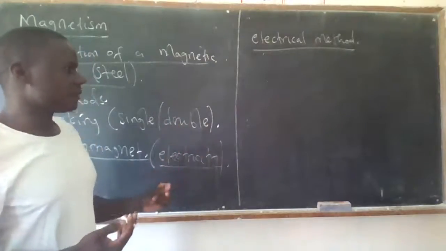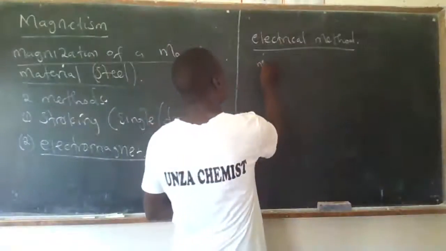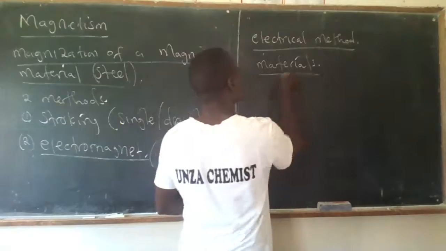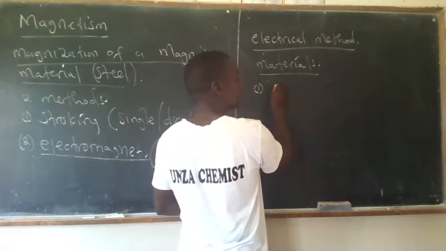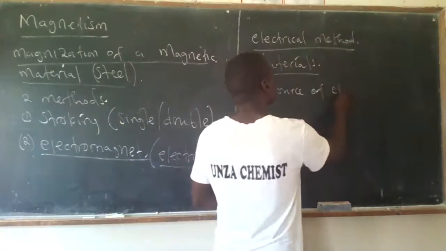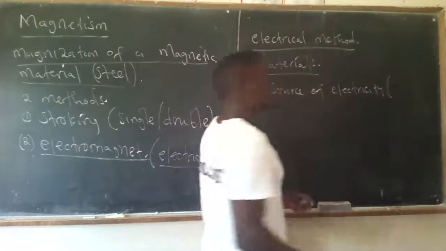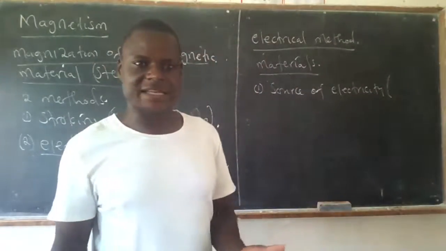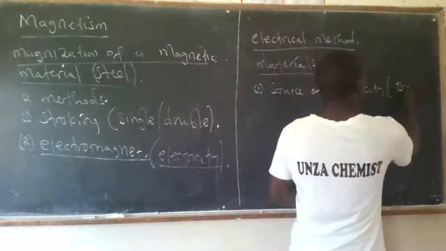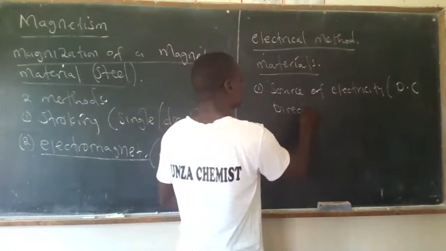in this method. Now, what are the things that we need to have? So I will say materials. The materials that you need to have, one, you need to have a source of electricity. Now, it's not just any source of electricity that you find that can be used. In this method, we use what we call DC. What does DC stand for? It stands for direct current.